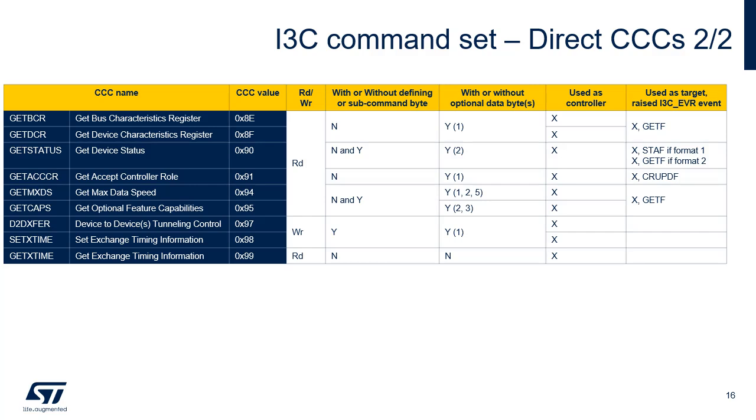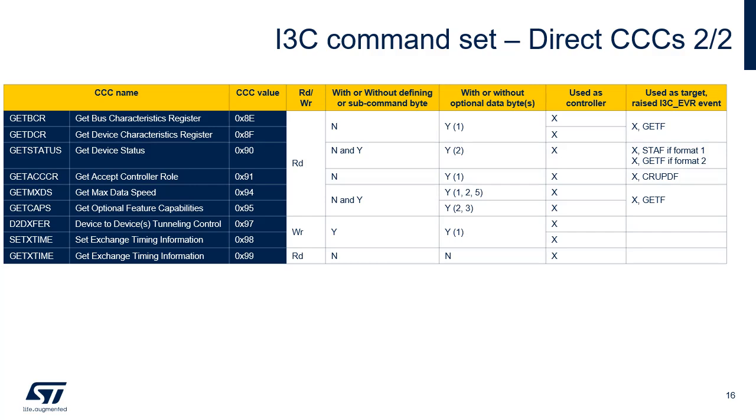The GetBCR and GetDCR CCC are a GET request for one I3C target device to return its bus characteristics register, or BCR, respectively device characteristics register, or DCR, to the controller. The GetStatus CCC is a GET request for one I3C target device to return its current status to the controller. The status information includes activity mode, error status, and pending interrupt status.